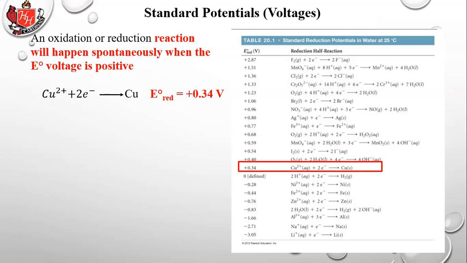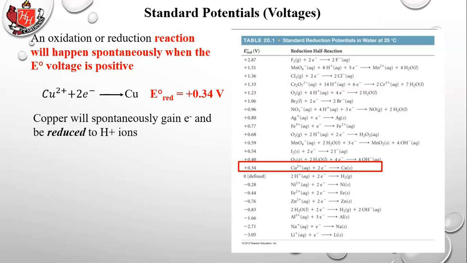So if you take copper 2 plus ions and you add 2 electrons, that is going to produce a copper atom. So that's going to be a reduction. And so the reduction is a positive 0.34 volts. You see it there in the red box. So what that means is that that's naturally going to happen. That's spontaneously going to happen. So copper will spontaneously gain electrons and be reduced.